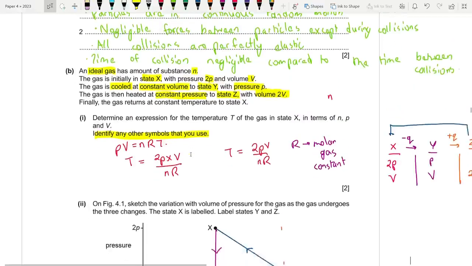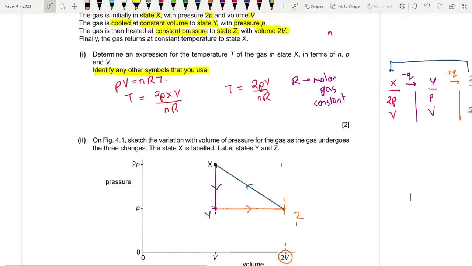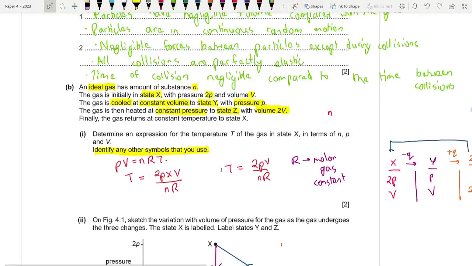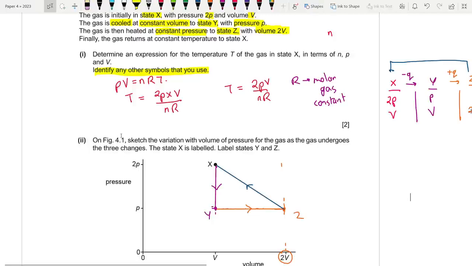But in this case, listen, whenever you move diagonally, there is no fact that you must have a straight line, okay? Because they just say that the gas returns at constant temperature. So always, if your movement is not at constant volume or at constant pressure, it will never be a straight line. It will always be curved.